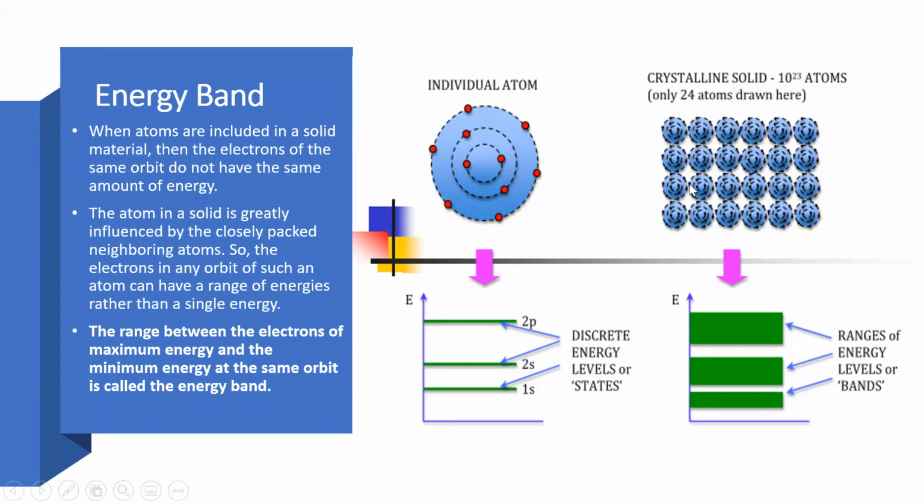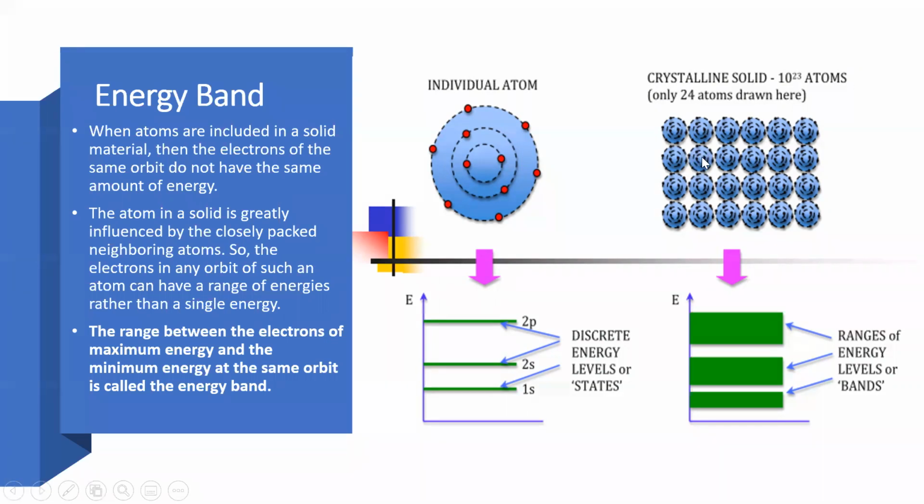This is the case when an individual atom becomes a part of a solid, where there are around 10 raised to 23 atoms per unit volume. So per cubic meter, there will be 10 raised to 23 atoms, too many atoms, and they are very closely spaced. So they will be influenced. The electrons in one atom will be influenced by the nucleus and electrons of neighboring atoms.